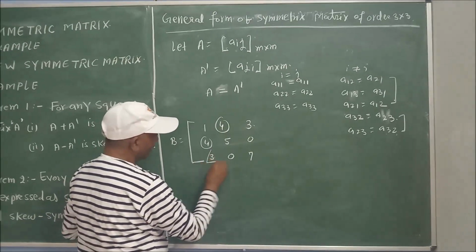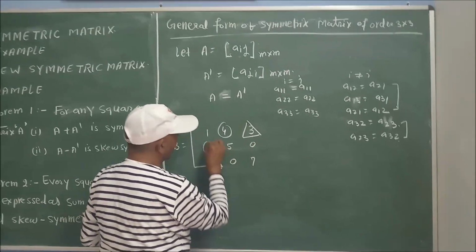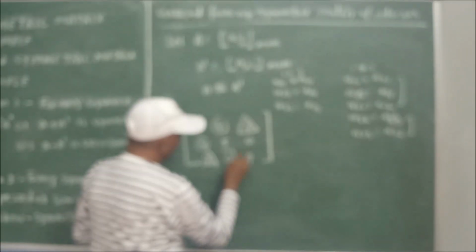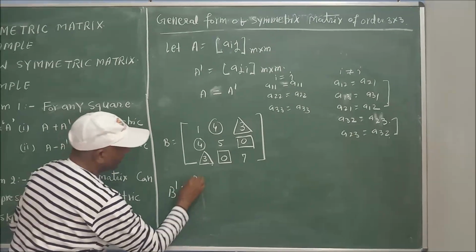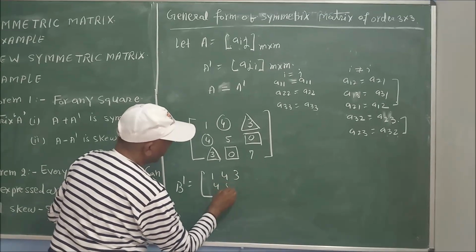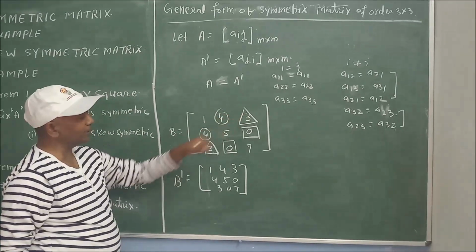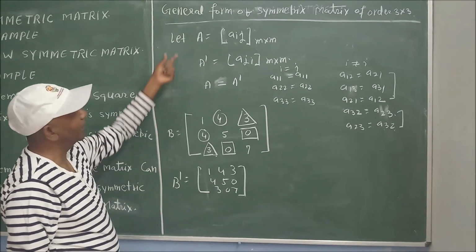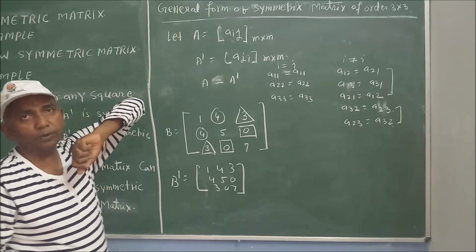So what we are finding is that these two elements must be the same when we are preparing a symmetric matrix, because if we take the transpose, these two elements will be the same. If we find the value of B transpose, then this can be written as 1, 4, 3, 4, 5, 0, 3, 0, 7. So this represents that if we make a matrix of such a type, we can find its transpose, and this matrix B can be said to be a symmetric matrix.